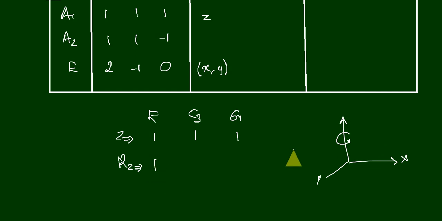No direction change. And what about C3? C3 is this axis, the axis of rotation. So whenever there is a rotation about the C3 axis, what happens to the intrinsic rotation about the Z axis? Nothing happens. We proved that yesterday, right?